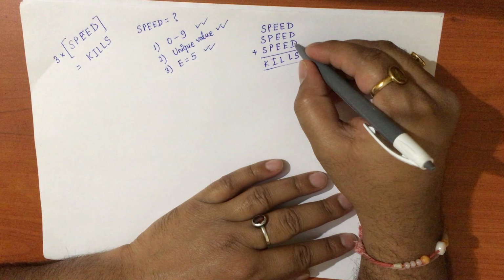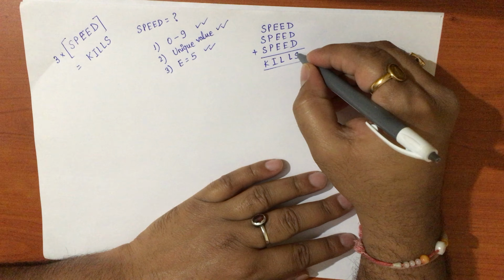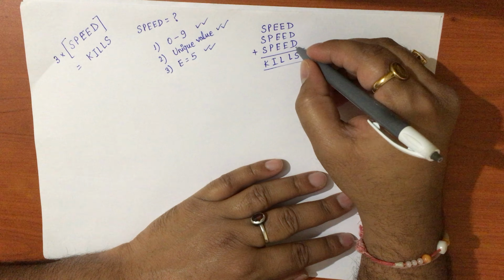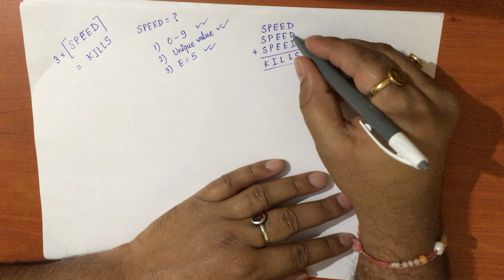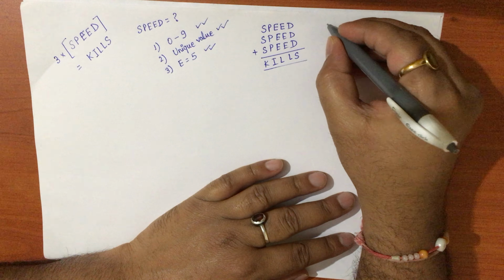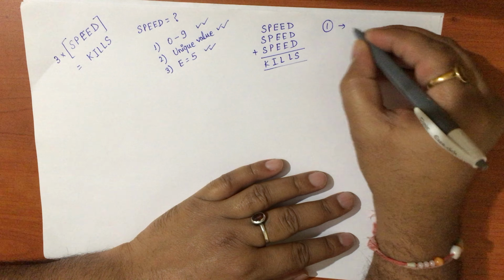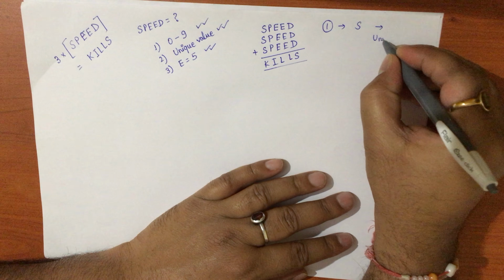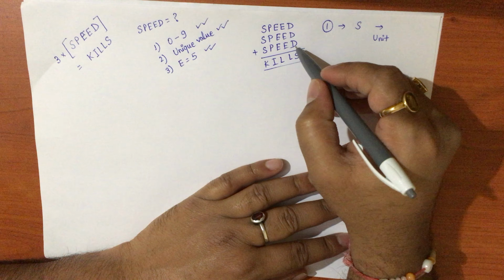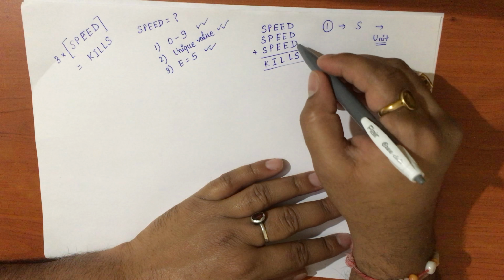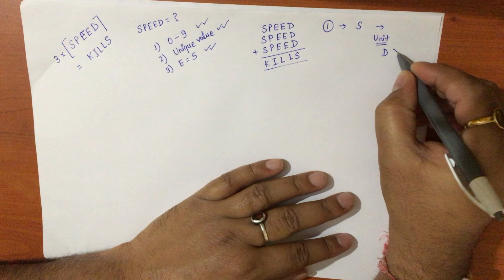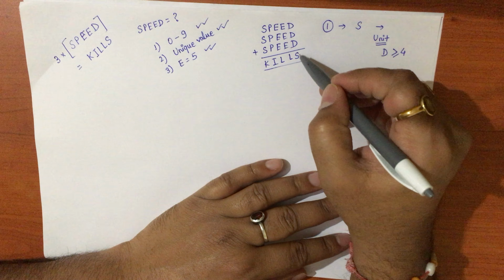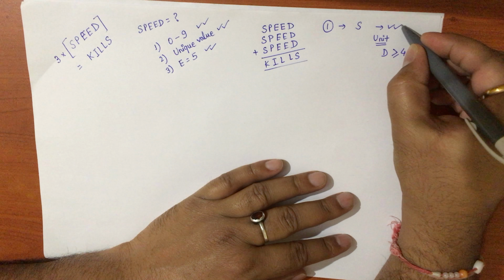So if D plus D plus D is S, it means S is either the summation of these three values of D, or it is the unit place of the summation of these digits. This is our first thing to keep in mind. It will be the unit place of the summation if D is greater than or equal to 4, because if D is equal to 3, it will sum up to 9. That will be the total summation.